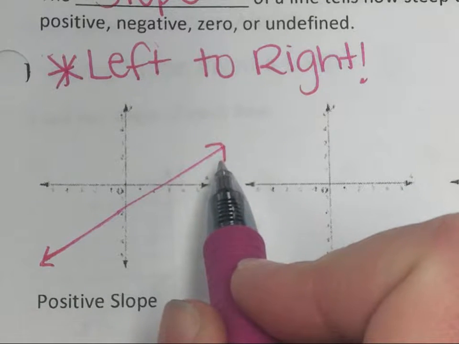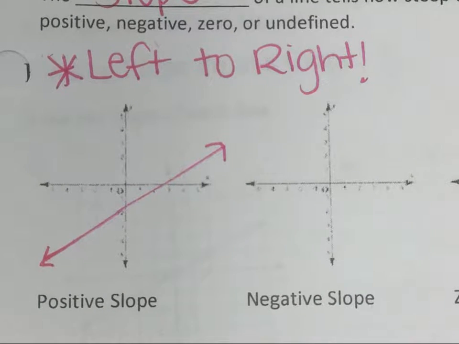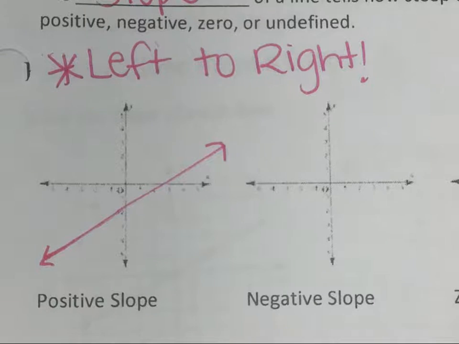You know how some go like that and then come back down? So we're only looking at lines. So just a straight line. You'll look at other things that do that in Algebra 2.